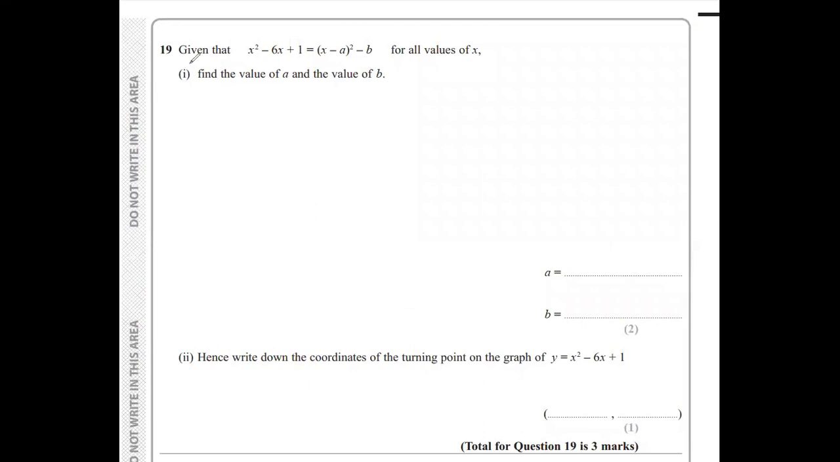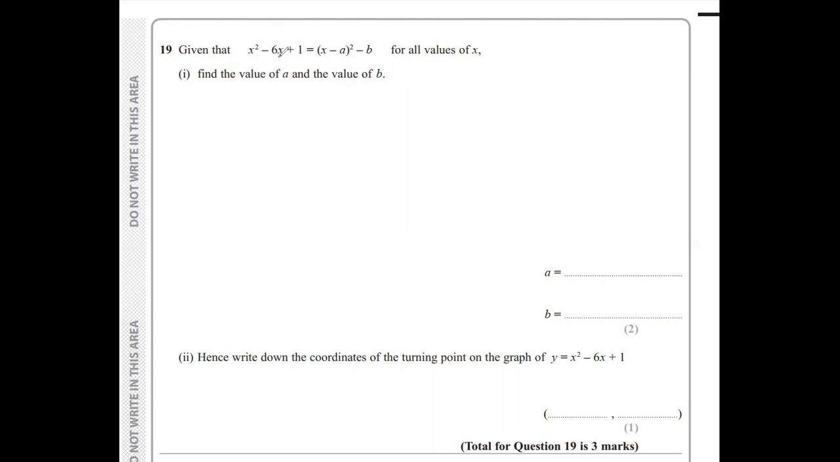Question number 19. Given that x squared minus 6x plus 1 equals x minus a all squared minus b for all values of x, find the values of a and b. Here, as we can see, on the right-hand side, the algebraic expression is written in the completed square form. So this is what we need to do on the left-hand side.